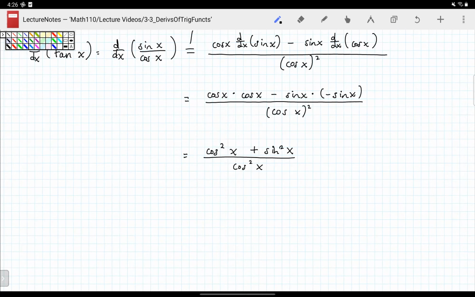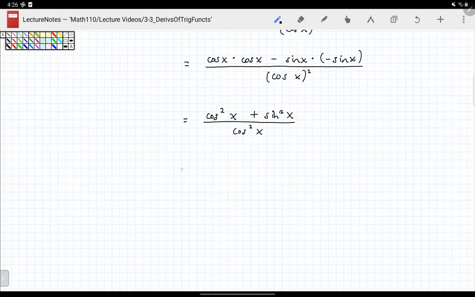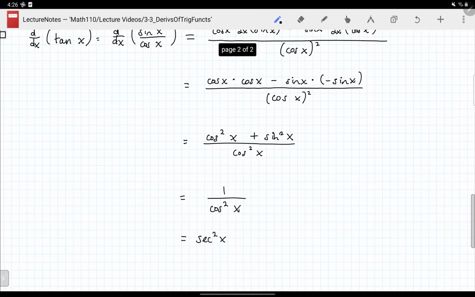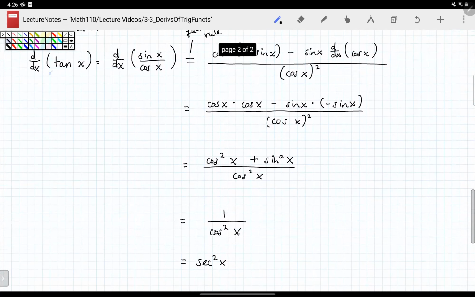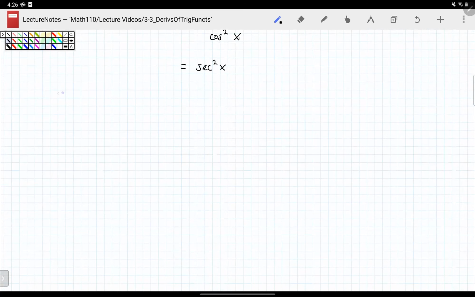I am going to recognize that cosine squared of x plus sine squared of x is equal to 1 using the Pythagorean identity. So this is 1 over cosine squared of x. And 1 over cosine of x is secant of x. So this is secant squared of x. Okay, what did we start with? This was calculating the derivative of tangent of x. So the derivative of tan x is secant squared of x. And does this make sense?